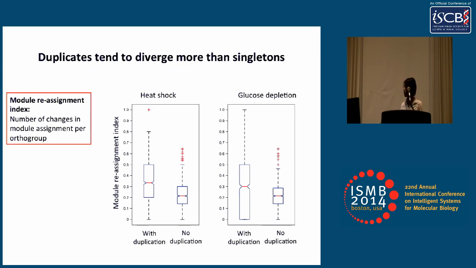And what we did was we defined a measure called module reassignment index, which is simply the number of times a gene changes its module assignment. And we compute this for each gene tree. And what we found was genes that have a gene duplication, or gene families that have a duplication, tend to change their module assignment much more. So they're likely to diverge their module assignments much more than those that don't.